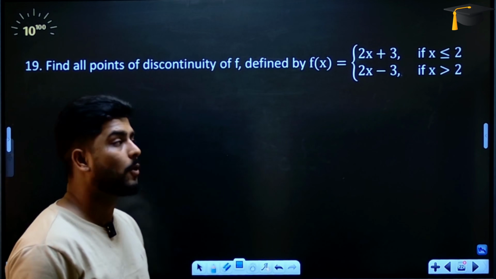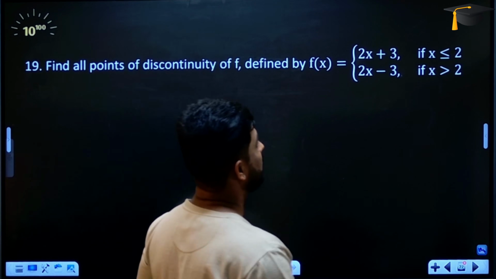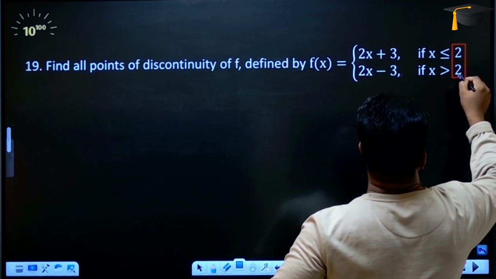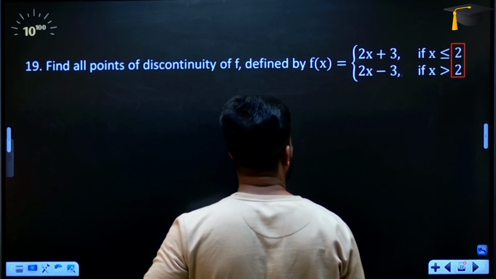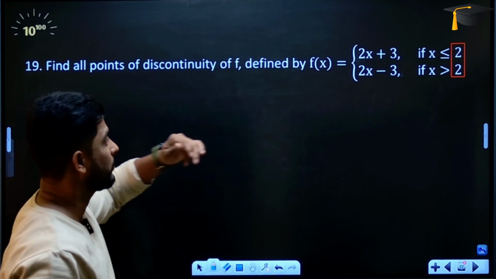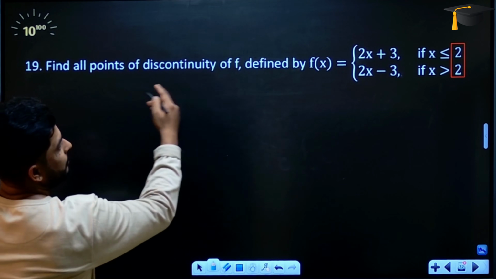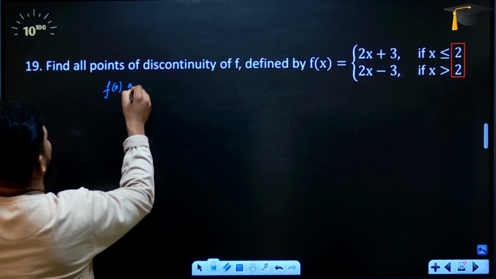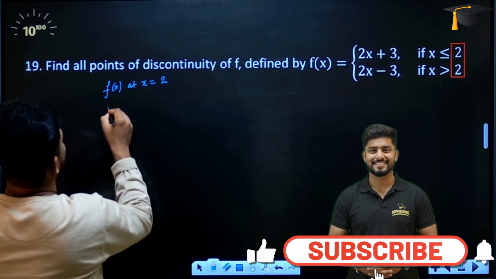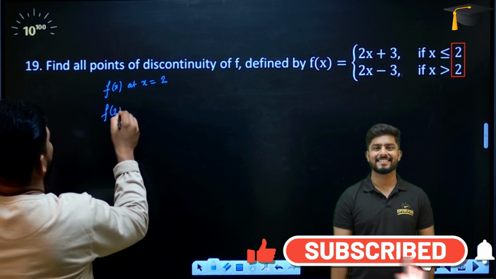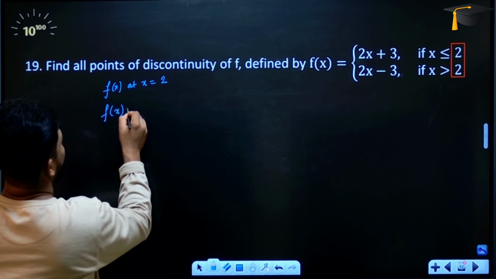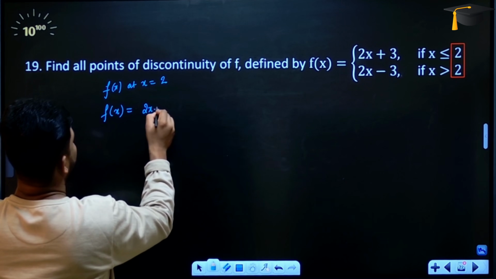Though they say all points of discontinuity, we can find out only one point because only one critical point is given. Right. So we can find out whether it is continuous or not at the point x is equal to 2. Okay. So let's do that. We know where the equal symbol is there and on top. So f of x at x is equal to 2. So what is f of 2? Okay, what is f of x? Let's write f of x first. F of x is equal to 2x plus 3, right?